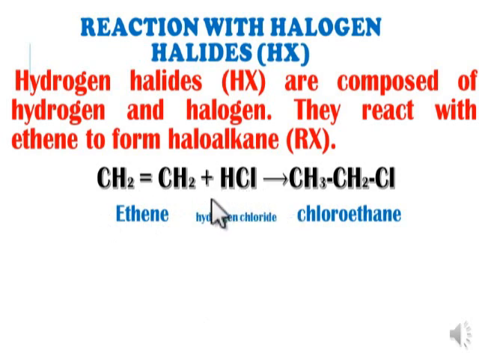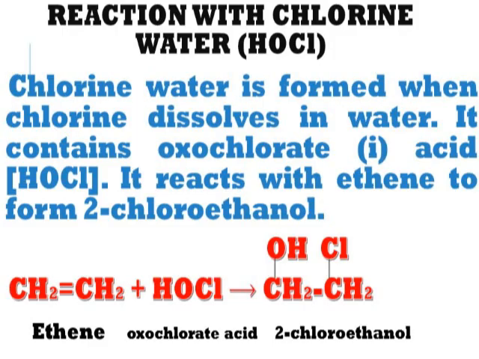Okay, good. Now, if you pick this hydrogen and attach to this here, it becomes CH3. Then the chlorine attached this way gives you CH2 and Cl. So we call this chloroethane. Chloro what? Ethane. So that is how hydrogen halide reacts with ethene.